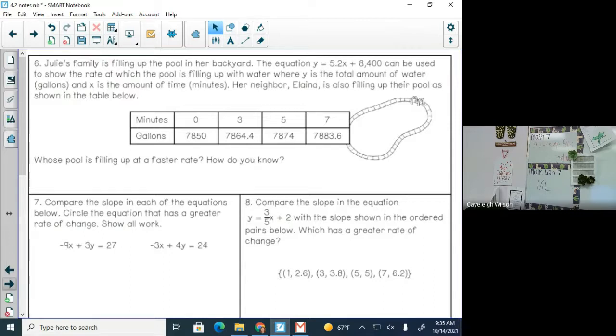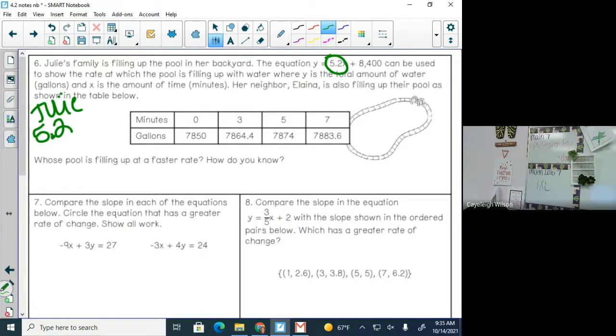What is Julie's rate? 5.2, and we know that because when we talk about rate, we're talking about the slope, and we know that the slope is the number in front of the x, so 5.2. Okay, so Julie is filling up at a rate of 5.2. What would the label on that 5.2 be? Gallons per minute, okay? All right, and now I'm gonna find Elena's rate from that table.